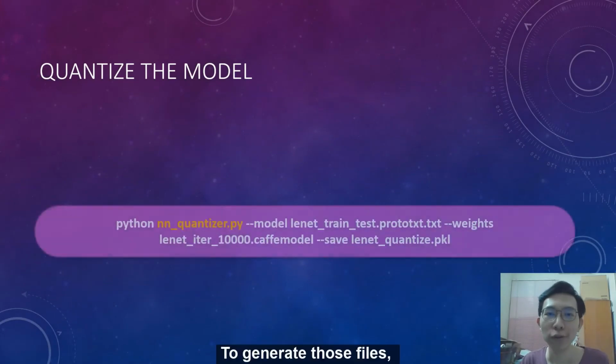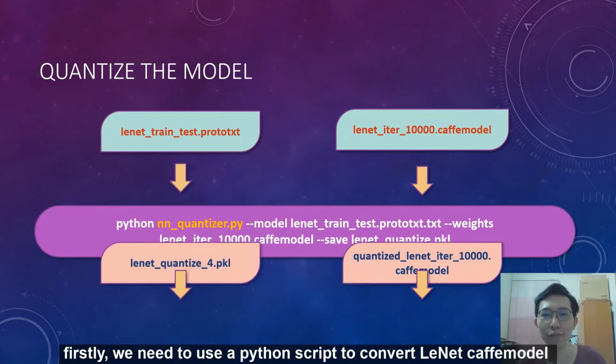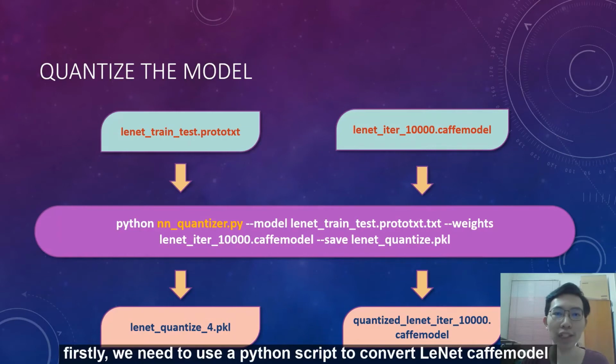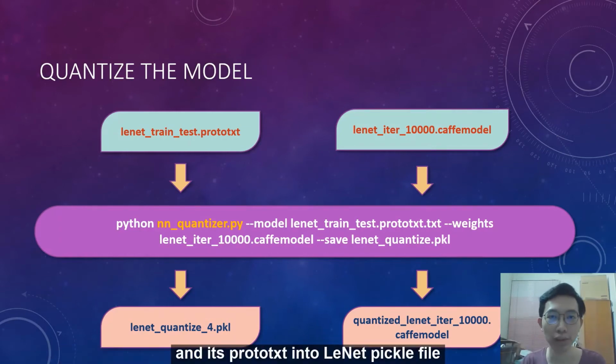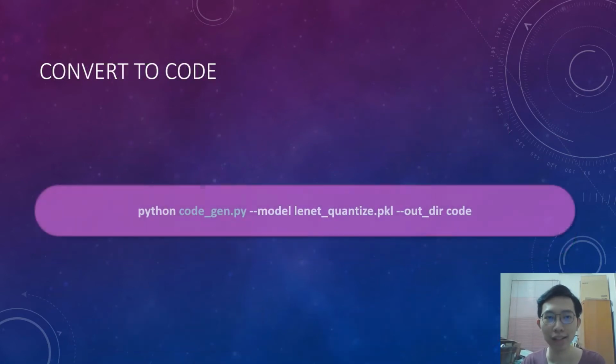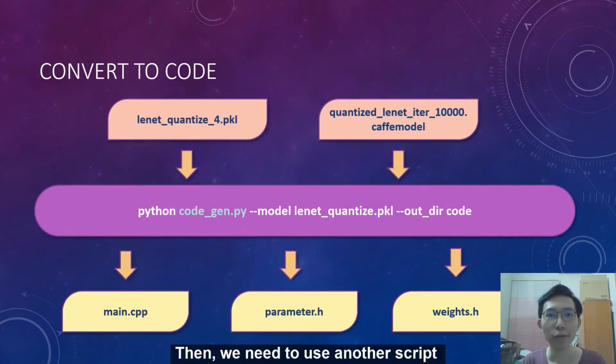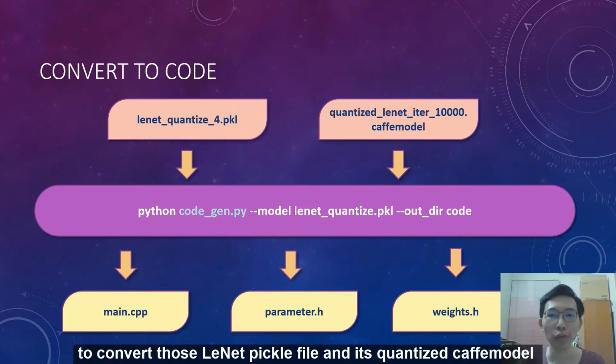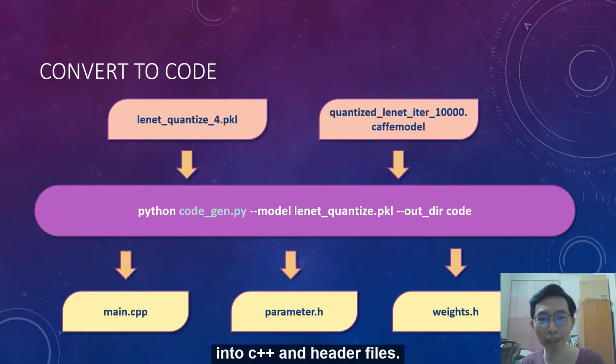So to generate those files, firstly, we need to use a Python script to convert the LeNet Caffe model and its prototxt into LeNet parameter files and quantize the Caffe model. Then we need to use another script to convert those LeNet parameter files and its quantized Caffe model into C++ and header files.